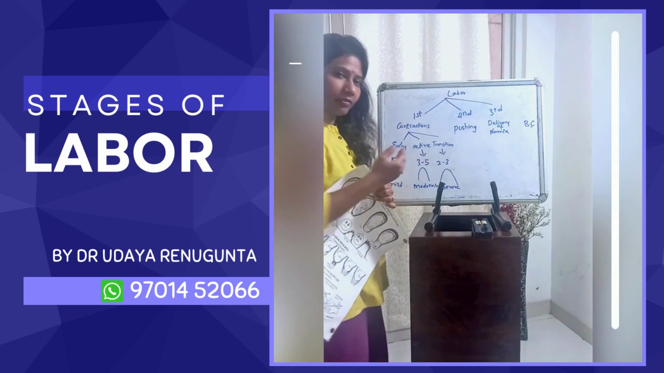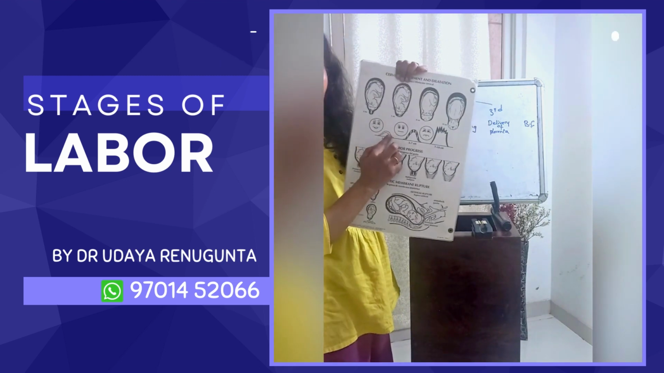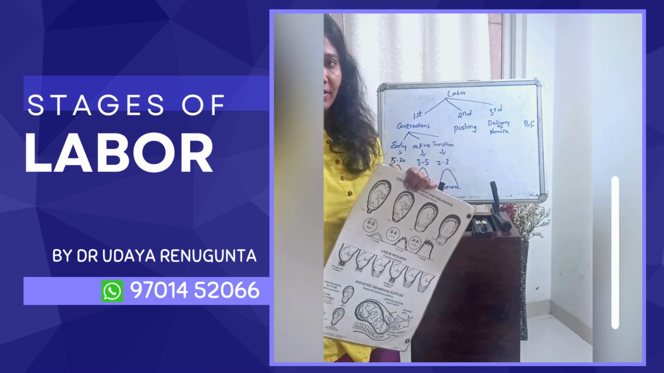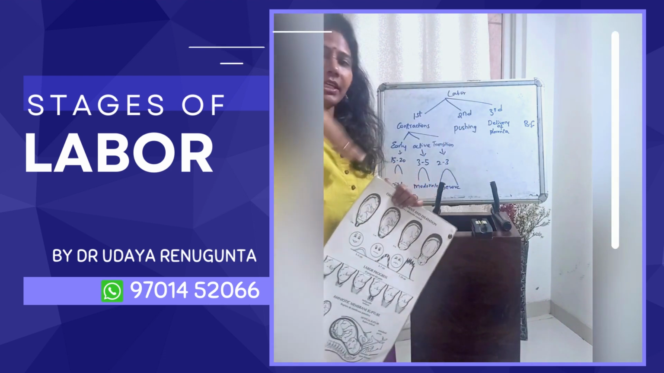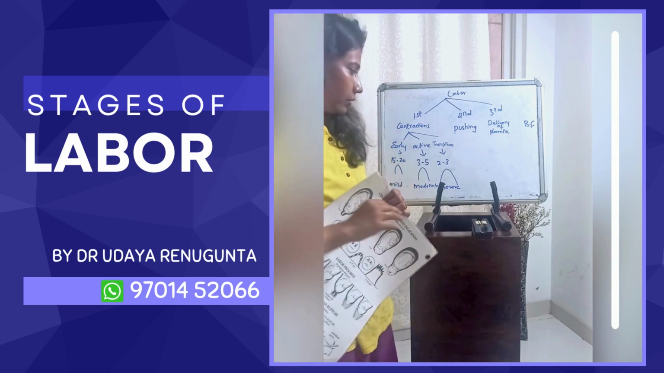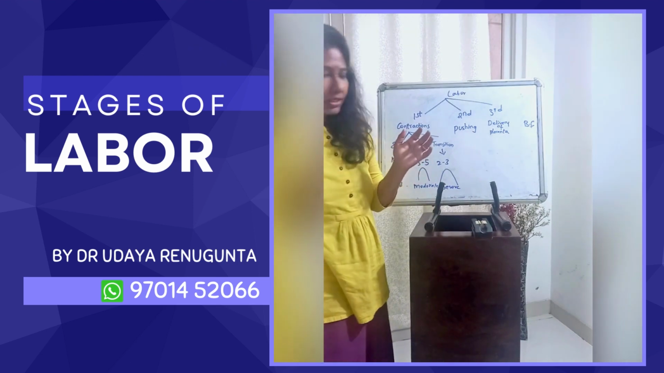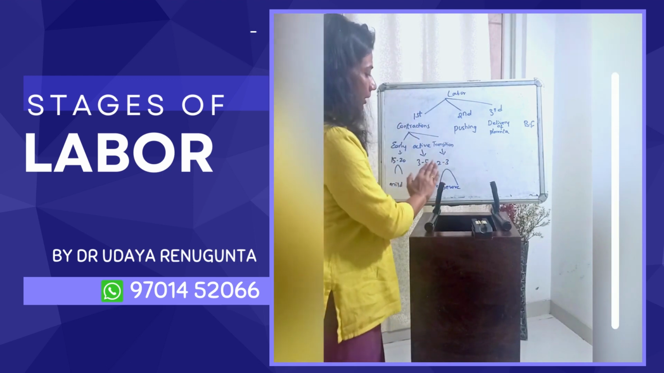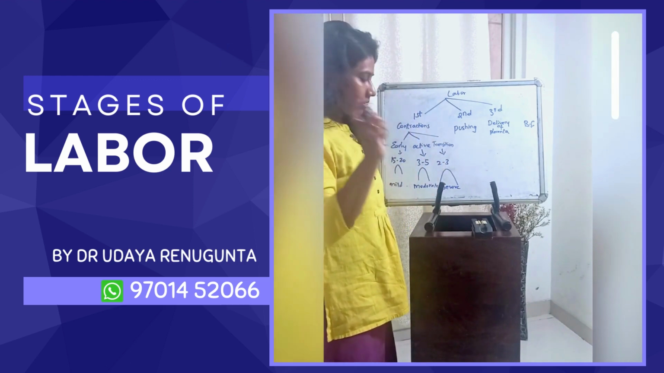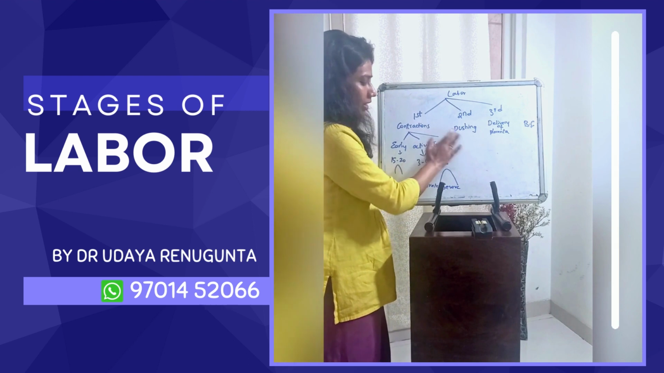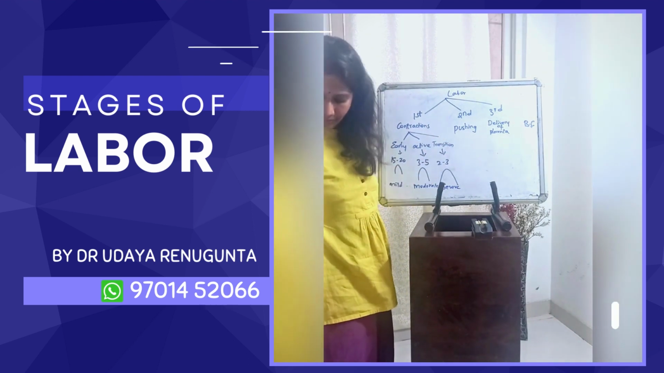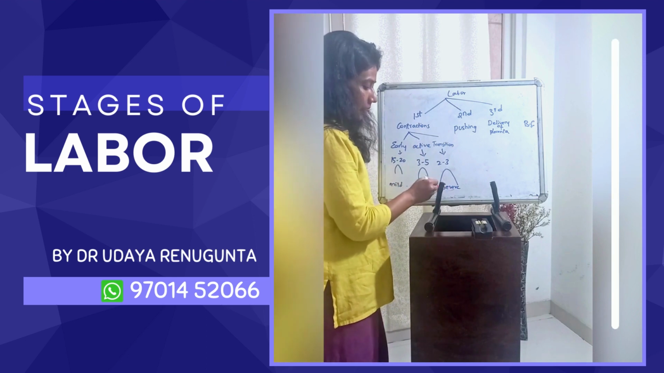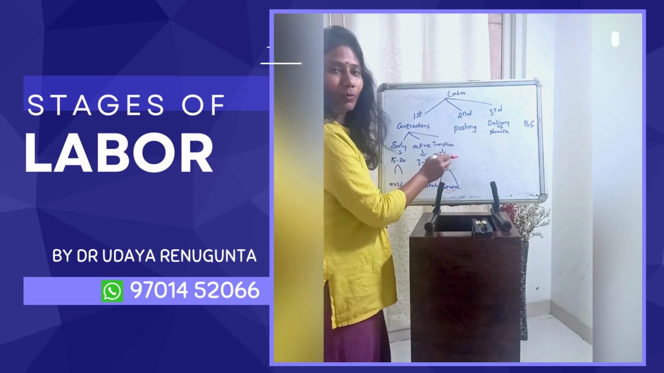When we say active labor, you get a contraction for 1 minute and you will have a gap of 3 to 5 minutes. And after 3 to 5 minutes, again you get a 1 minute long contraction. Same goes with the transition. So 1.5 minutes, but the rest is only 2 to 3 minutes. That's why this is the hardest phase, because the contractions are very strong and the rest is also very less.